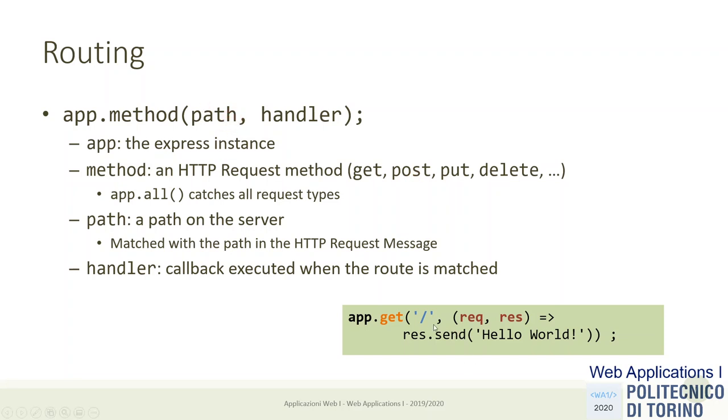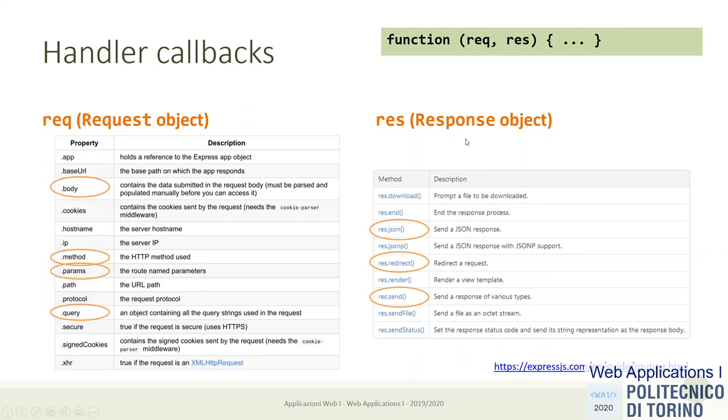So this example shows that we are defining a route for executing this callback, hello world. This callback is executed when the server receives a request for the root path and with a get method. Get and root slash are the two characteristics that define the route for which this specific callback is active. And the callback is a function that receives two parameters that are traditionally called req and res. They stand for request and response.